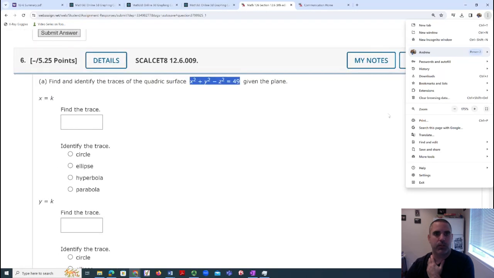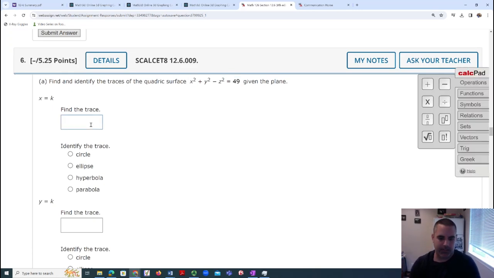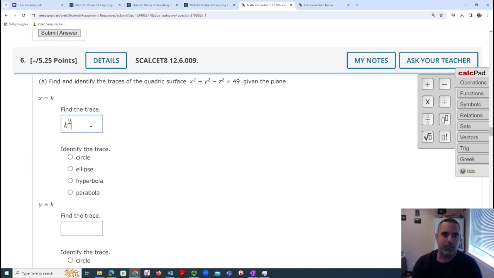Now let's look at this one, question 6. And notice there's a plus on the other side. So the traces are, if you fix x, what this is saying is actually put in a k there. I know it's kind of funny, but later on I go through this in more detail when we get to chapter 14. For now, it's just asking you to do this silly thing.